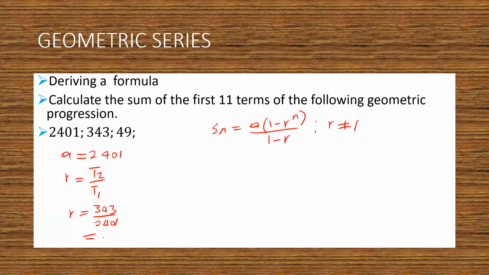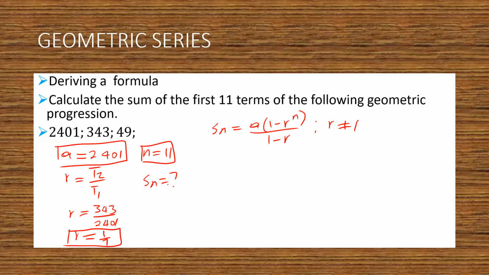1 over 7. Is that what you got? Yes. And then you also have to be given n. They told you that n is equal to 11, right? Yes. So in total here, you only need the value of A, the value of R, and the value of N. If they don't give you one of these, they must at least give you Sn. Do you get it? Yes. So there's always four of them. They must always give you three.